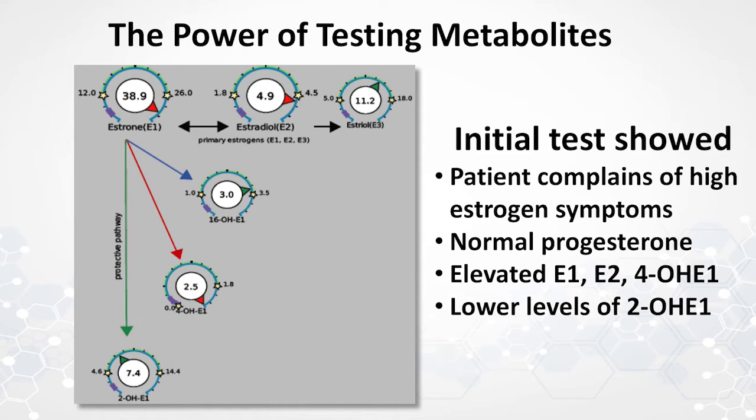Now, theoretically, we should be able to see that this woman has a lot of estrogen by looking in blood, by looking in saliva, or by looking in urine. But only in urine can we add the metabolites. And we can see in this case that the 2-hydroxyestrogens are on the lower side. Now, there's something we can do about that.